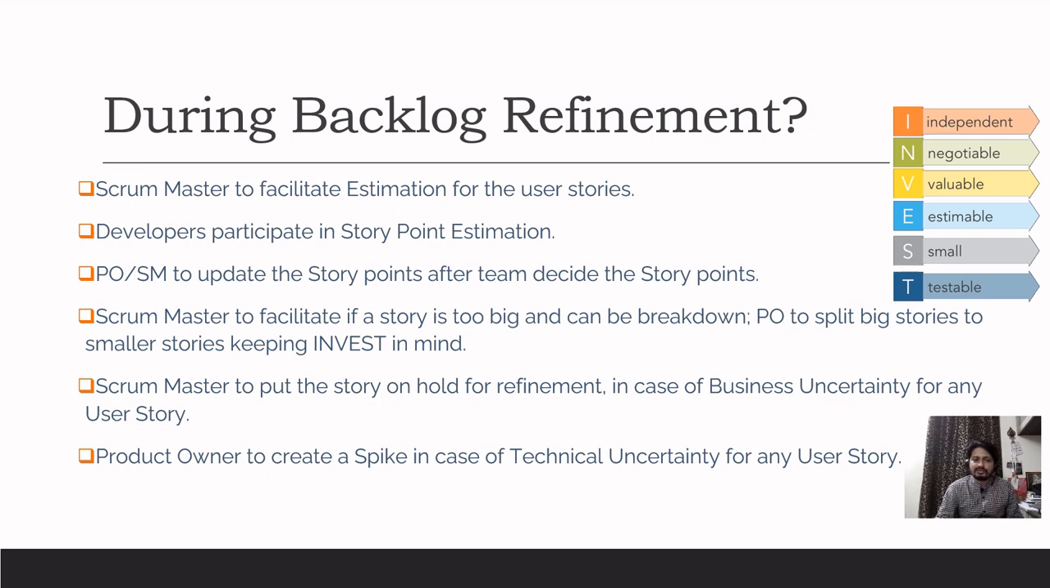So in those scenarios, a Scrum Master will suggest or propose to park this user story for the next refinement, and request the product owner to go back and get clarification on these open questions around this business uncertainty, right? So that's another scenario. And then another scenario, which is very typical, is when there is technical uncertainty.